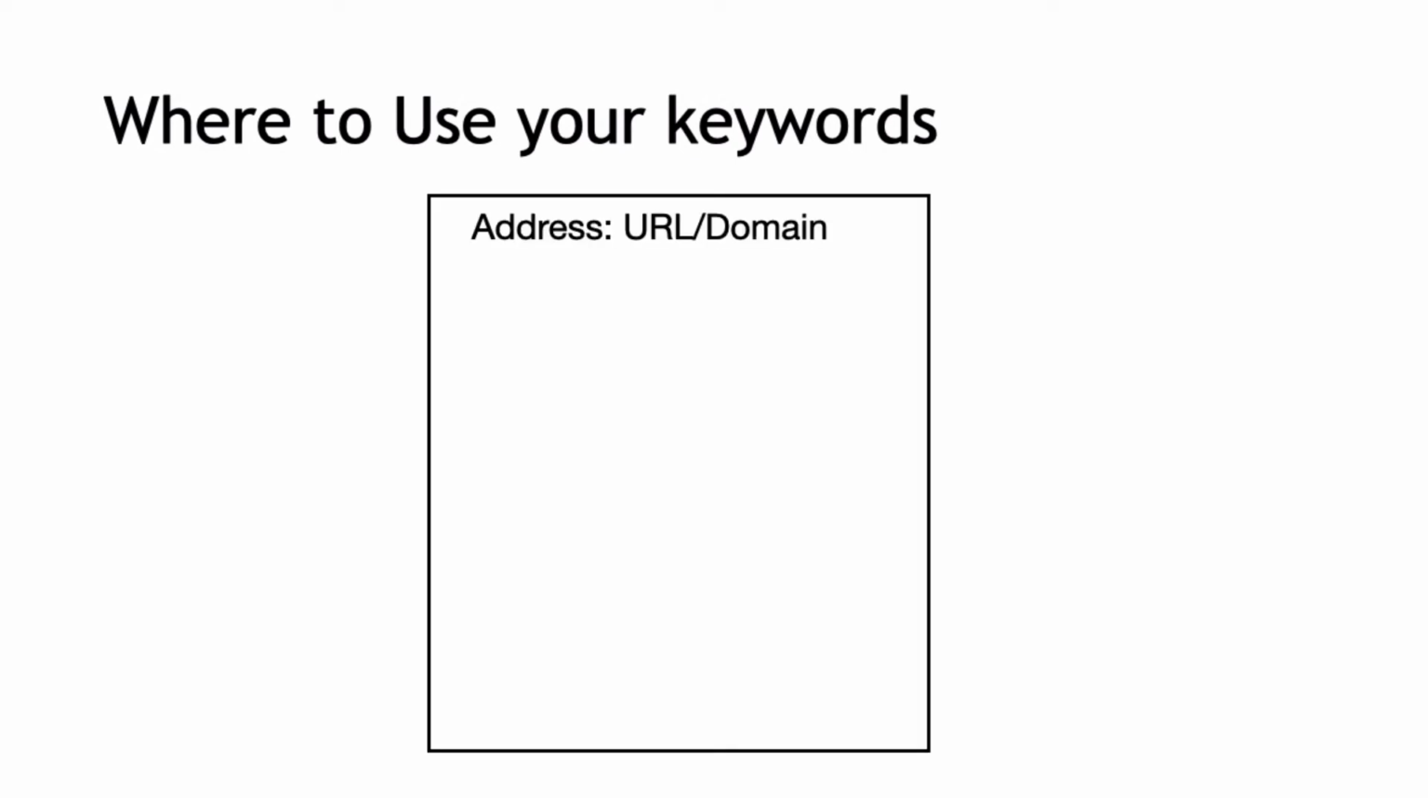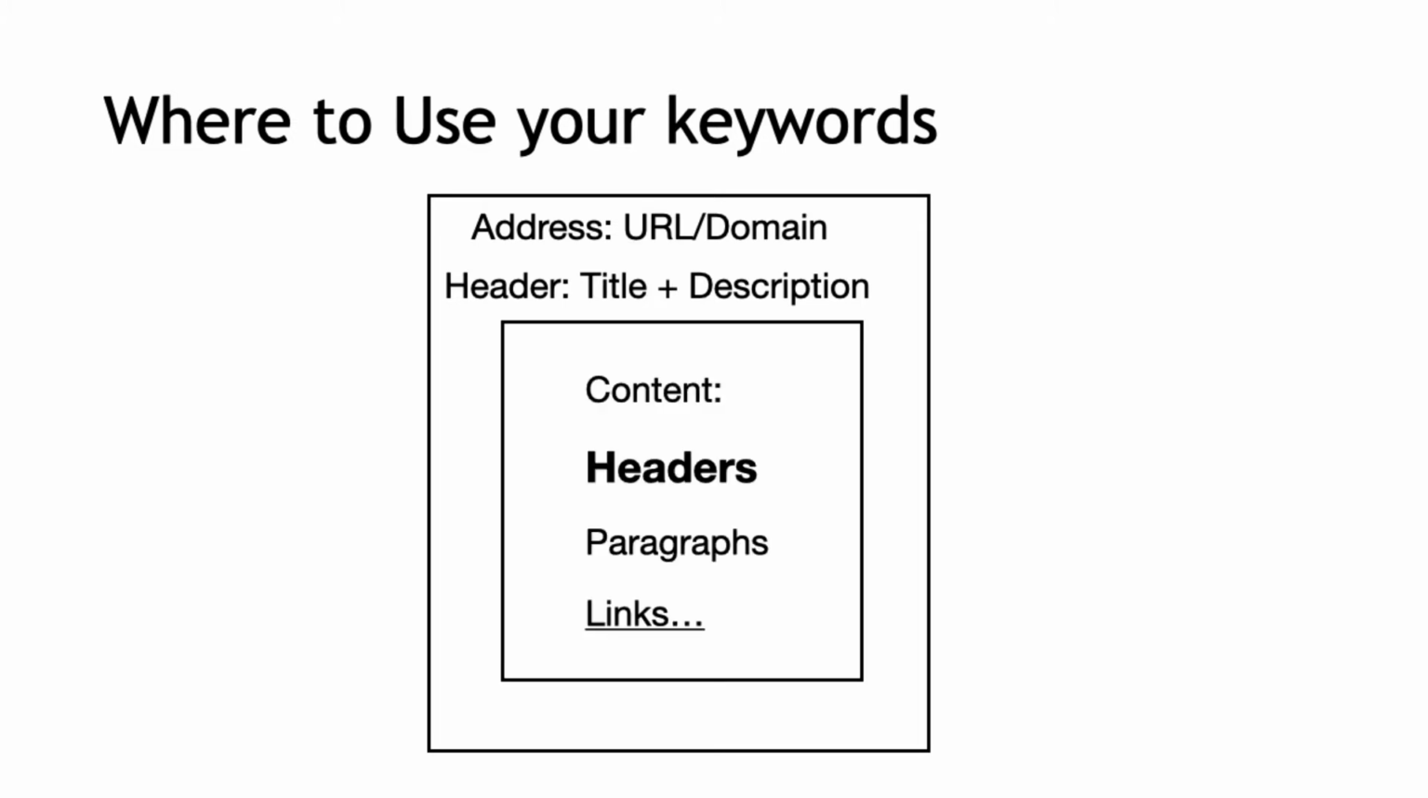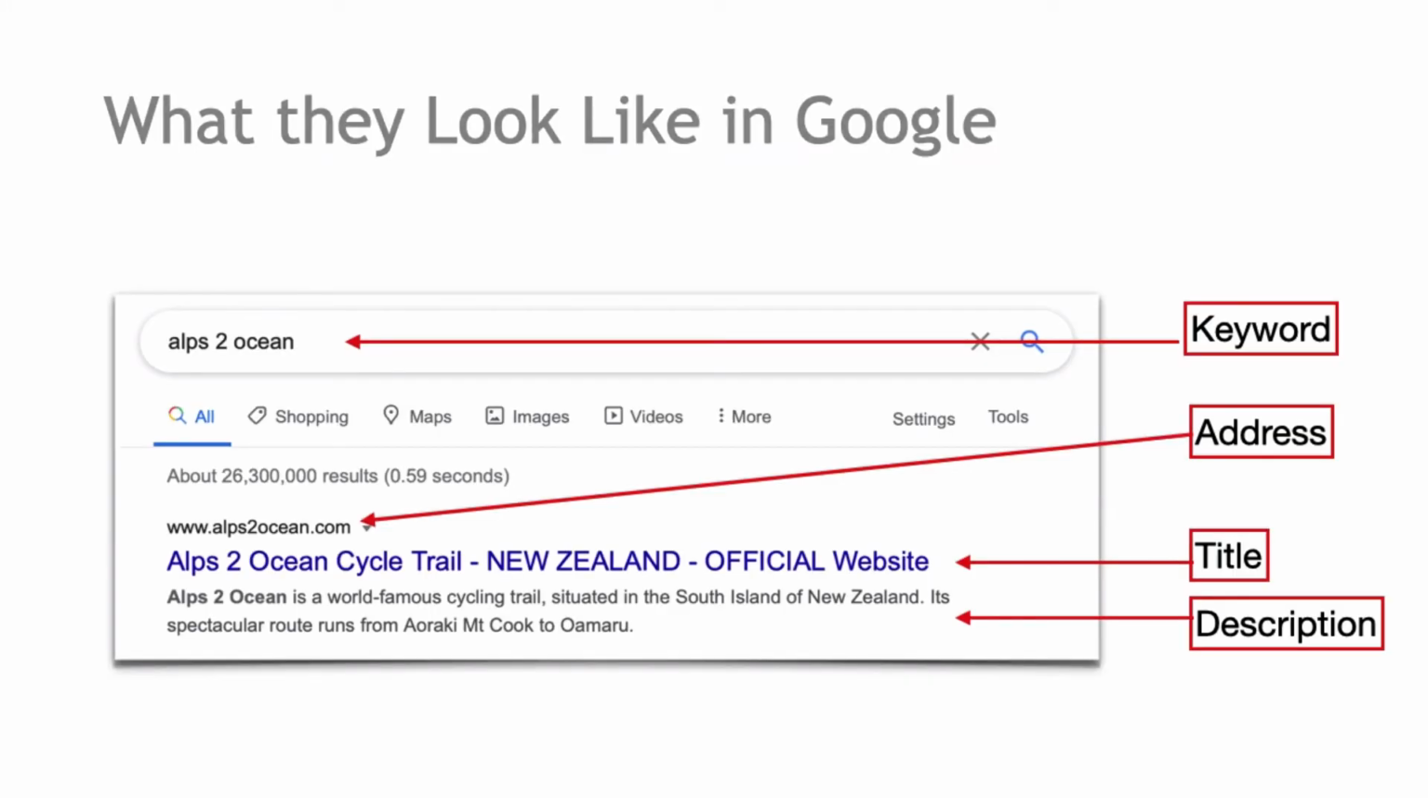Well, think of your page as split into different components. You've got your address, the URL or your domain name. You've got the title and description of your site or page or article. You've got the content, which is split usually with a header, the paragraph text, and then various links through that text that link to other pages. And then at the bottom, you've got your footer, which again often contains links. So what do you do with these keywords?